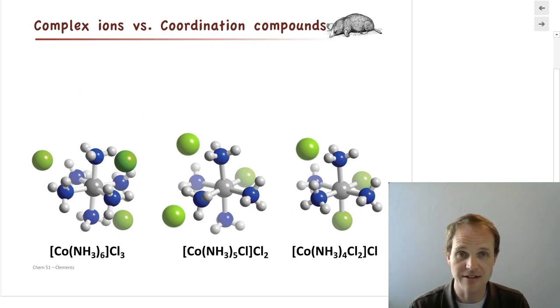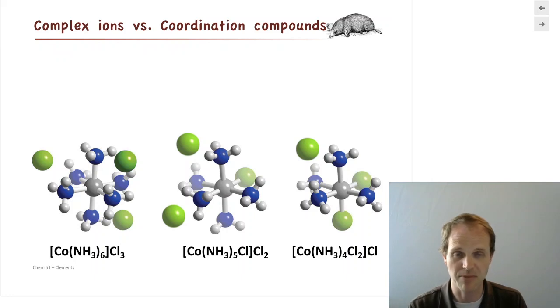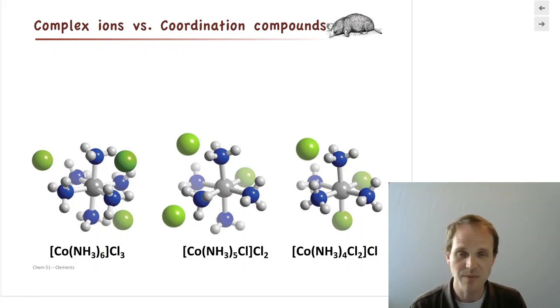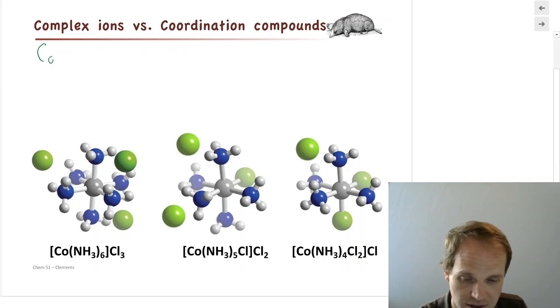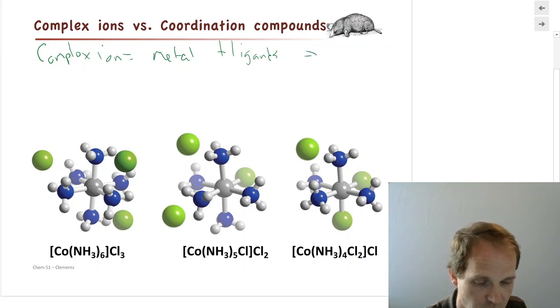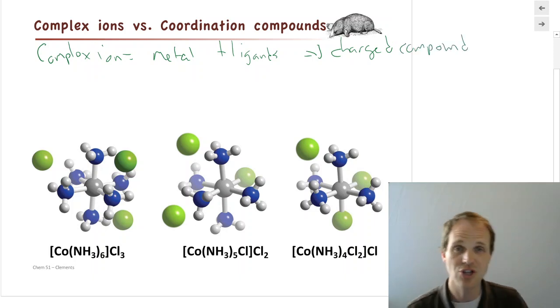All right. So we've now talked about isomers versus conformers. Now we're going to mainly focus on isomers. We're going to break apart bonds, move things around. Complex ions versus coordination compounds. We talked about complex ion formation. What did we have when we had complex ion formation? The complex ion was the metal plus the ligands. And the important part is it was a charged compound. It was a charged compound.